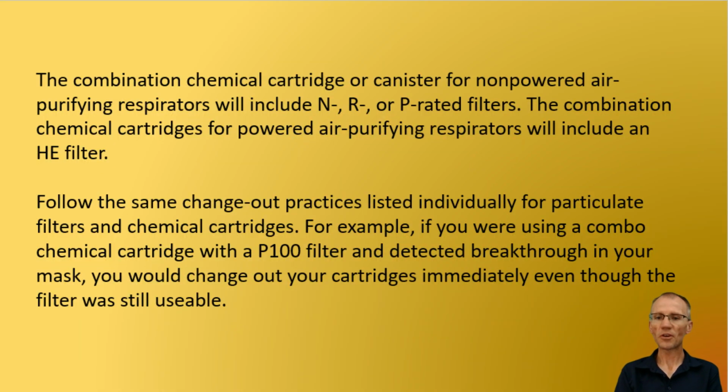The combination chemical cartridge or canister for non-powered air purifying respirators will include N, R, or P rated filters. The combination chemical cartridges for powered air purifying respirators will include an HE filter. Follow the same change-out practices listed individually for particulate filters and chemical cartridges. For example, if you were using a combo chemical cartridge with a P100 filter and detected breakthrough in your mask, you would change out your cartridges immediately, even though the filter was still usable.